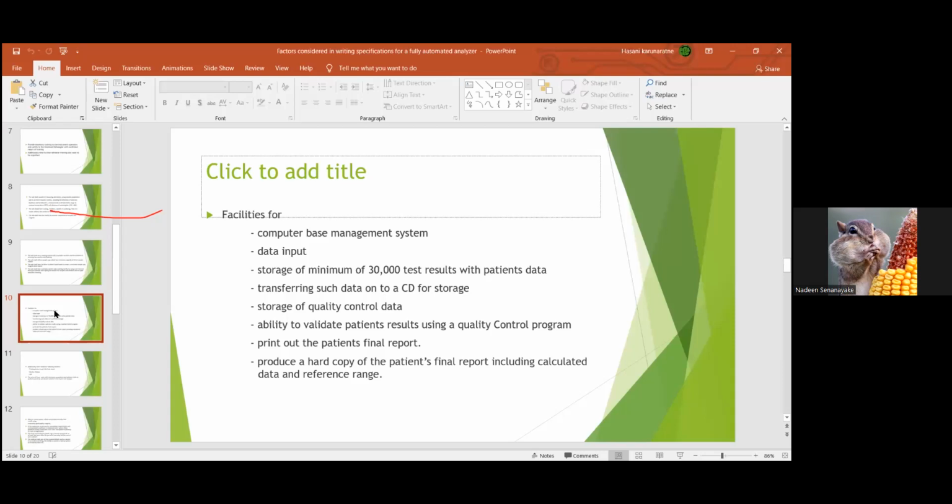And there should be a way to print out the patient's final report. Some companies offer a free-of-charge printer, and otherwise we have to pay for it. If so, they have to mention especially the price of the printer. And whether they are going to give us a laser printer or a dot matrix also matters. And there should be a facility to produce a hard copy of the patient's final report, including calculated data and the reference ranges.